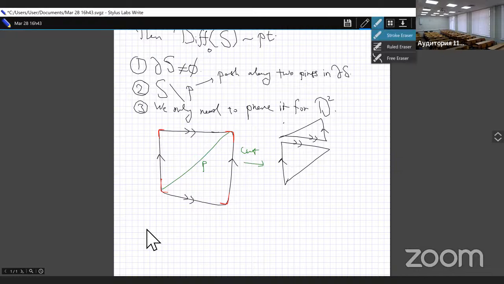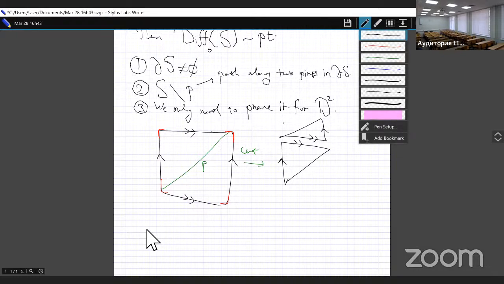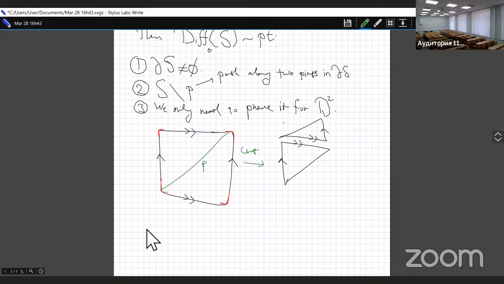Let me fix the coloring. Okay. What are we doing at the moment?